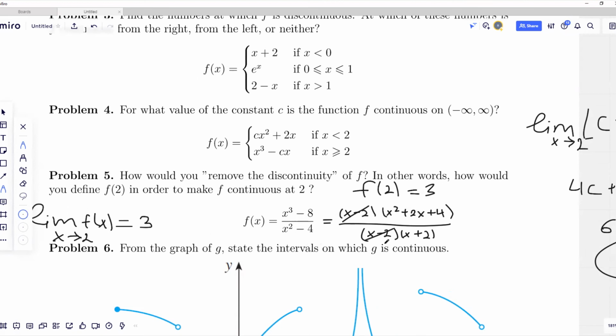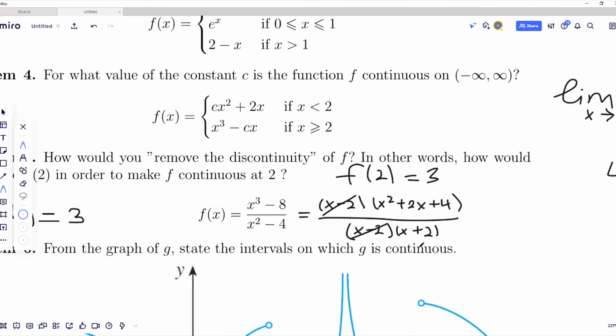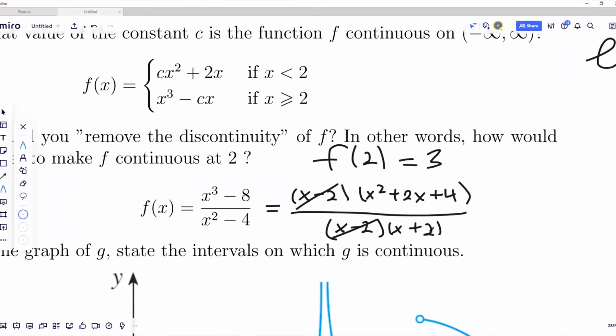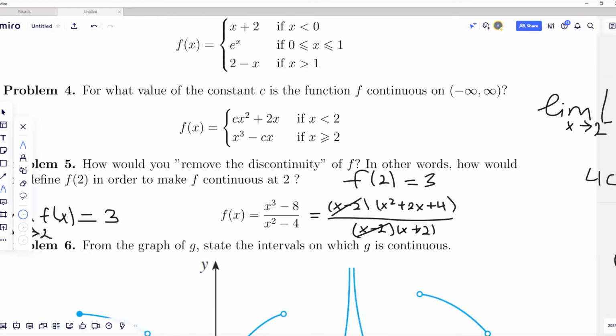However, we should notice that our function has another discontinuity at point x is equal to minus 2. It's not a removable discontinuity. The function blows up here since the numerator polynomial has no root at x is equal to minus 2, so they won't cancel out. To remove the discontinuity at point x is equal to 2, we simply have to make the value of the function equal to 3.